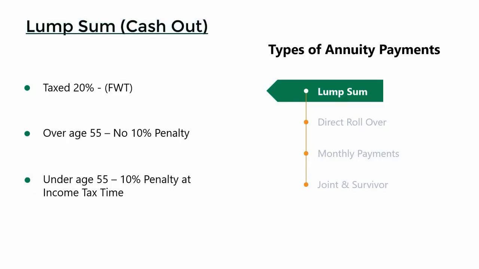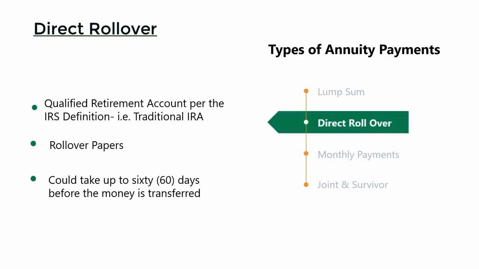If you're over the age of 55, there's no additional 10% early withdrawal penalty. If you're under the age of 55, there's possibly an additional 10% early withdrawal penalty, and that would come at income tax time. The next option is a direct rollover, and it needs to go to a qualified retirement account per the IRS definition. An example, a traditional IRA is considered a qualified retirement account.